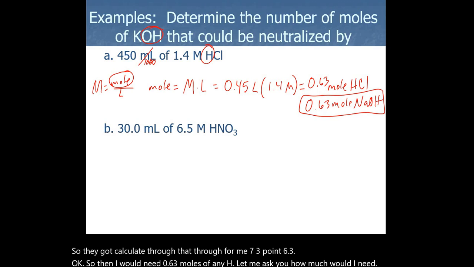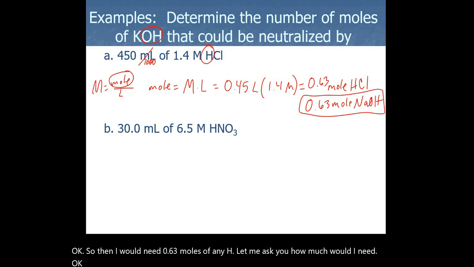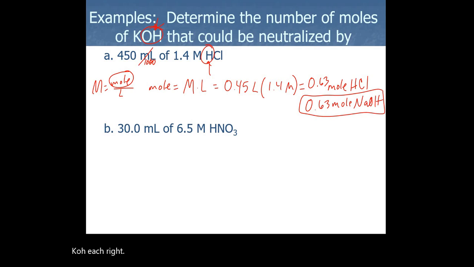Wait, how do we know? I thought we found HCl. We did, but since it has 1 H and 1 OH, I'd need the same amount of each. So we do that whenever it says that it needs to be neutralized.